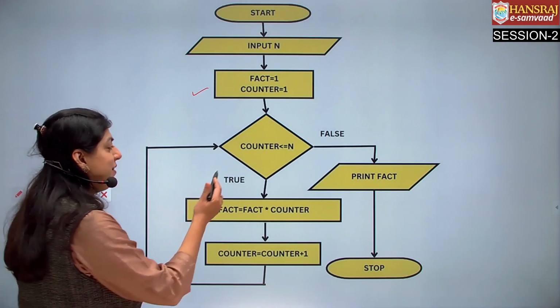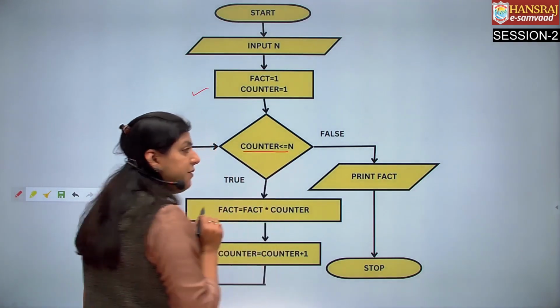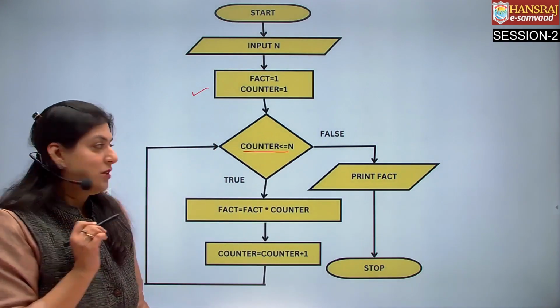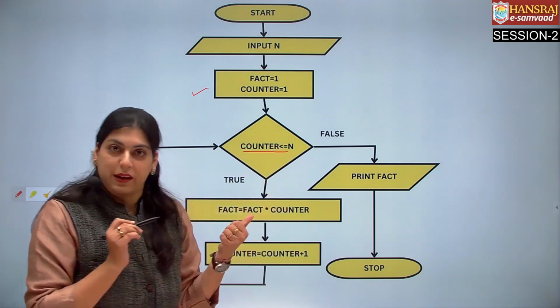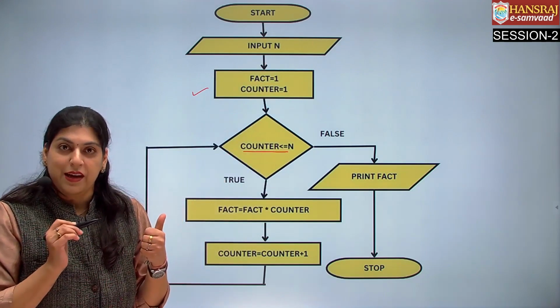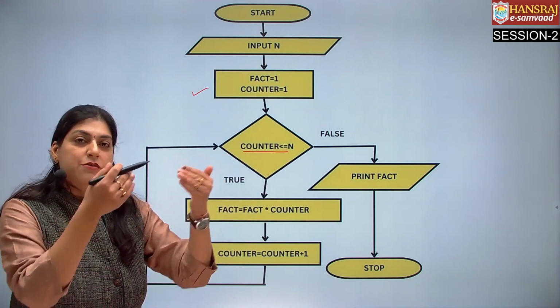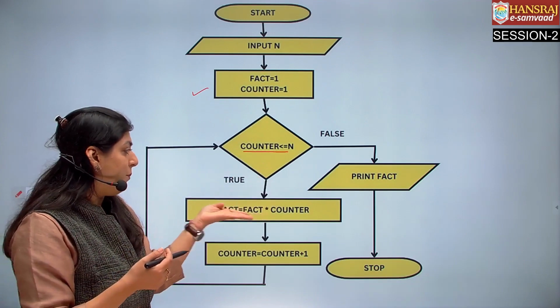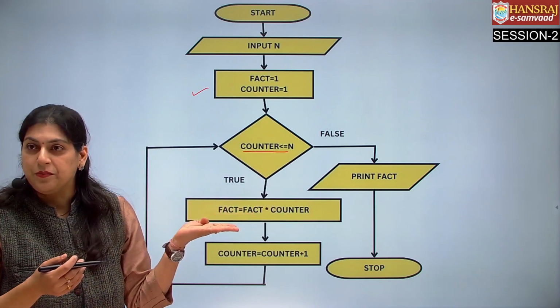Next I need to check this condition to enter the if else part, right? So counter is less than equal to n. N is what? We need to find out the factorial of, right? Let's say 5 factorial. So 5 times this statement needs to be executed. Okay?